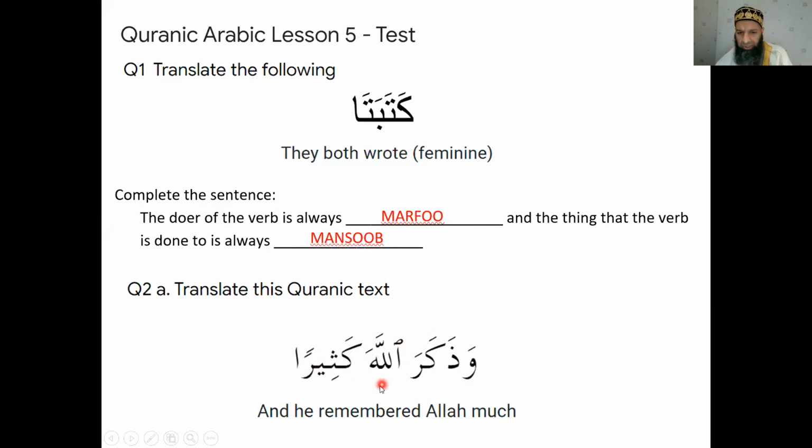So we don't know who is doing it in these 3 words. But Allah subhanahu wa ta'ala is mansoob. So what does that mean? The verb is being done about Allah. If Allah was marfu, it means Allah is doing the remembering. But Allah is mansoob, so it means somebody, we don't know who because there's no marfu word here, he remembered Allah.